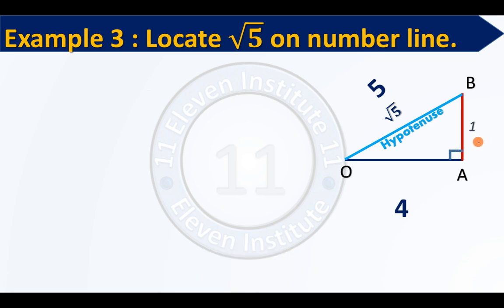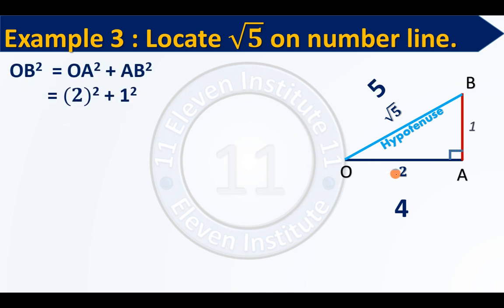So I want OA square to be equal to 4. If OA square is equal to 4, then the length of OA should be equal to 2 units. So 2 square plus 1 square will give me root 5 square, or 4 plus 1 will give me 5. We will verify this with the Pythagoras theorem. Right? OA is 2 units, AB is 1 unit, 2 square is 4, 1 square is 1, 4 plus 1 is 5. And when I take the square root, I want root 5.